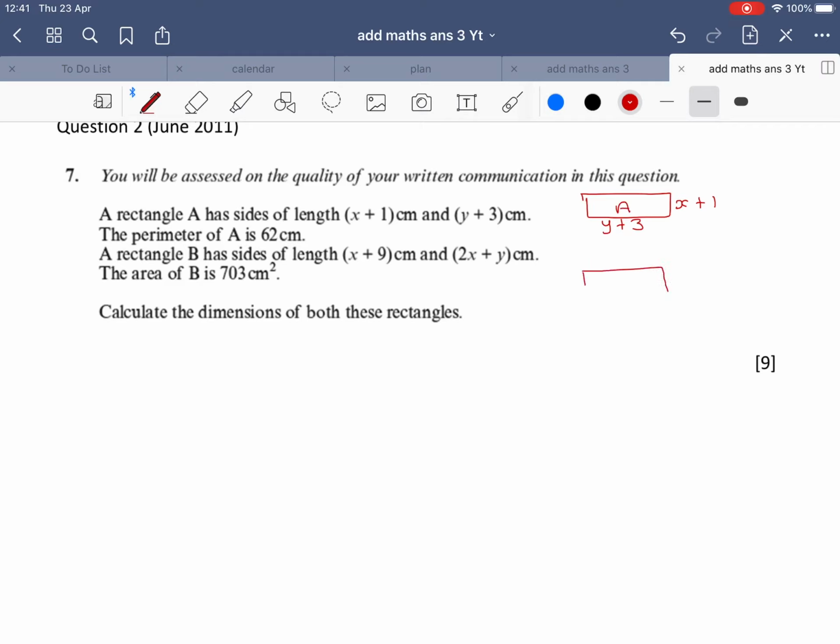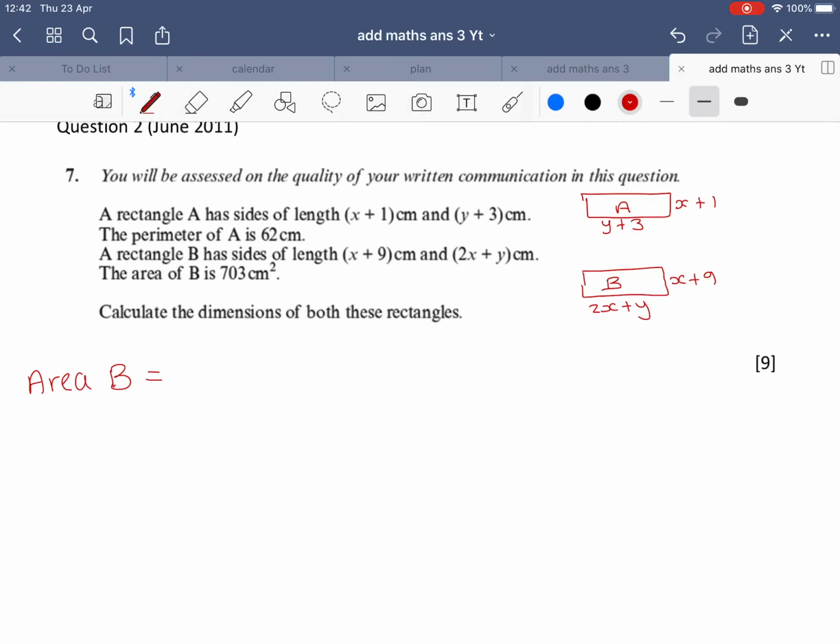So this is A. We've got another rectangle. This is rectangle B. That side length is x plus 9 and this side length is 2x plus y, and the area is 703 centimeters. So I'm gonna start with the area, I think. So we'll do area of B first.